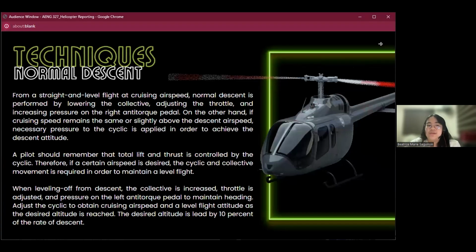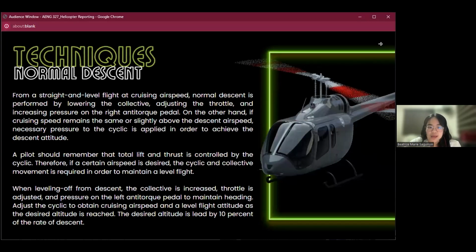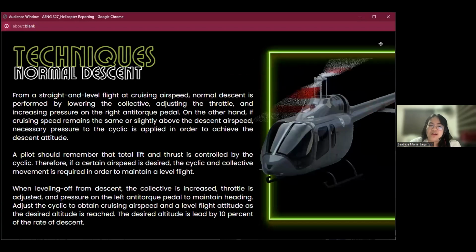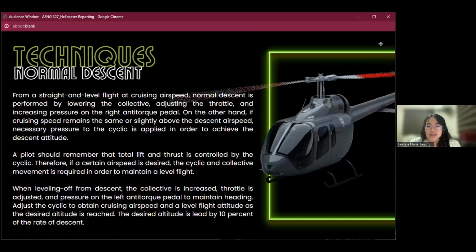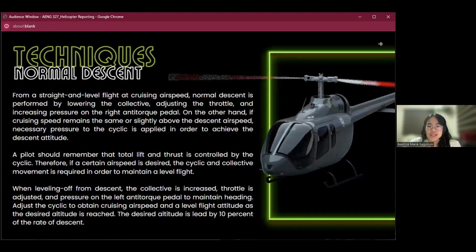So the technique for normal descent is as follows. From a straight and level flight at cruising airspeed, normal descent is performed by lowering the collective to obtain proper power, adjusting the throttle to maintain the RPM, and increasing pressure on the right anti-torque pedal to maintain heading if in a counterclockwise rotor system, and the opposite, which is the left pedal, if in a clockwise system. On the other hand, if cruising speed remains the same or slightly above the descent airspeed, necessary pressure to the cyclic is applied in order to achieve the descent attitude.